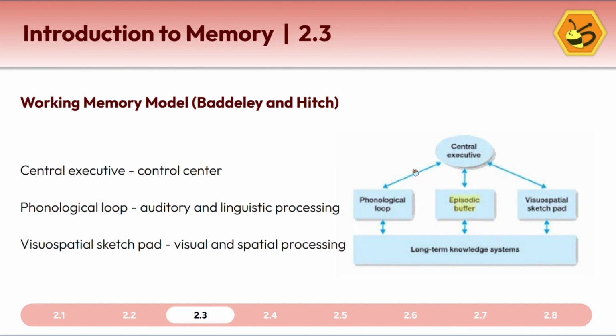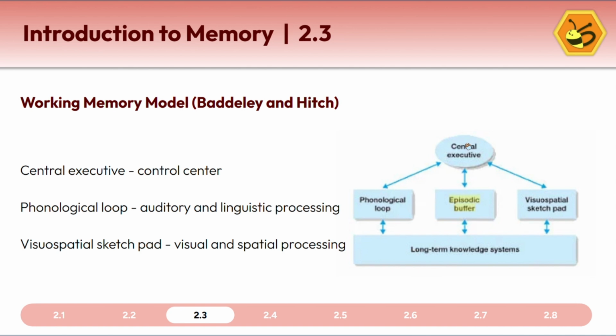Your central executive function is basically the control center and is what controls your working memory. It tells information where to go, and it also directs your attention to what you should focus on. Your phonological loop is what processes auditory and linguistic information, and your visual spatial sketchpad processes visual and spatial components.